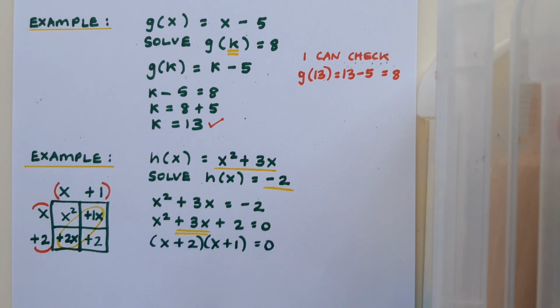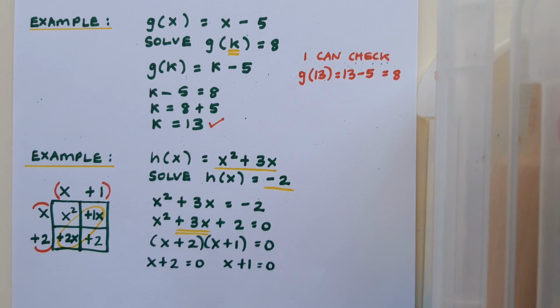x plus 2 by x plus 1 equals 0. I need to let each factor equal 0, and then I can solve for x. In this case, because it's a quadratic, of course, I get two solutions. x equals minus 2, x equals minus 1. Don't forget, I can still check these solutions. I'll just take them one at a time.